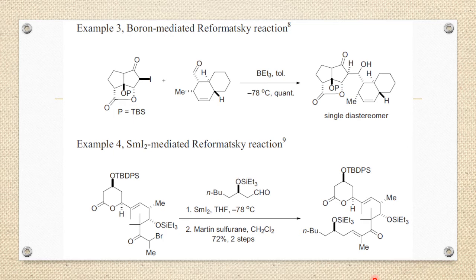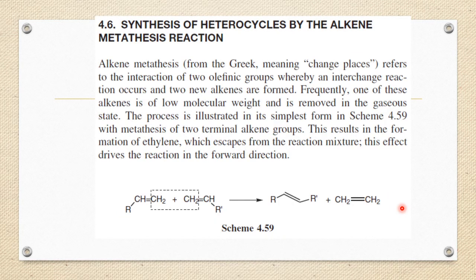You can also utilize boron mediated reactions instead of zinc. Herein they have utilized triethyl borane in this reaction, and they have also utilized samarium iodide instead of zinc. So these are some of the examples of modified Reformatsky reactions.